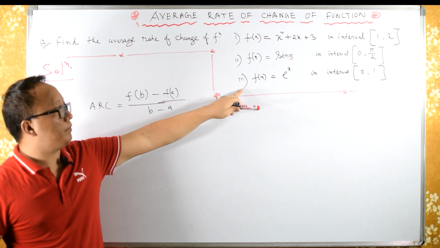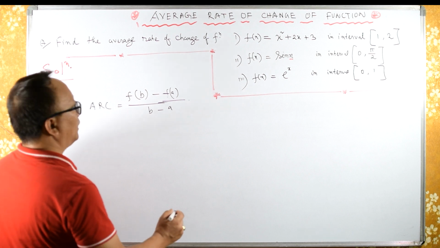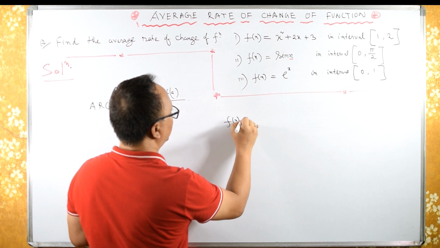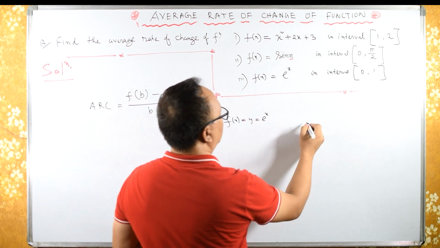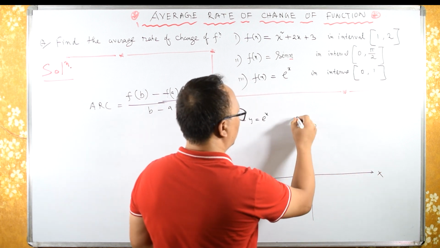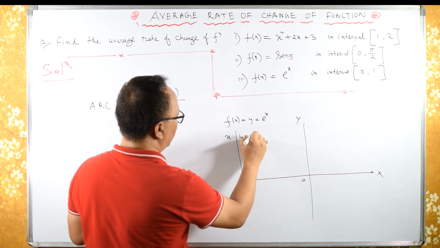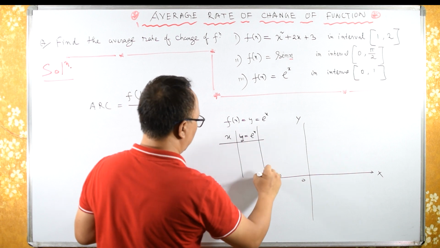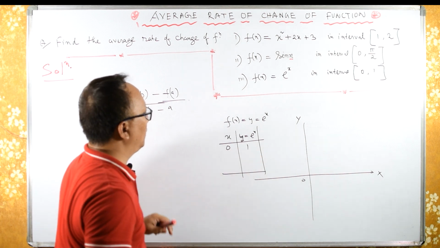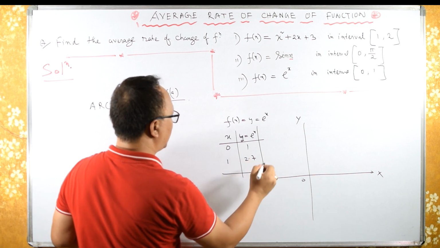Now, let's see this number 3. Now, f(x) is given as e raised to x in this closed interval 0 to 1. Let's see what this graph is. We have f of x equals, say, y equals e raised to x. So let's try to draw this graph over here. Say this is the x-axis, y-axis. Now, let's plot x, y equals e raised to x. When x equals 0, e raised to 0 is 1. When x equals 1, e raised to 1 is 2.7 something.